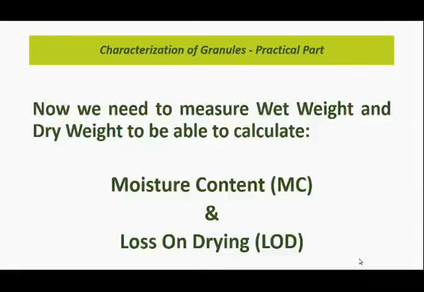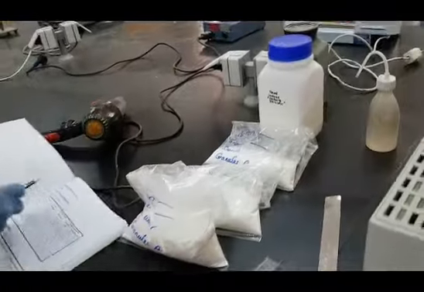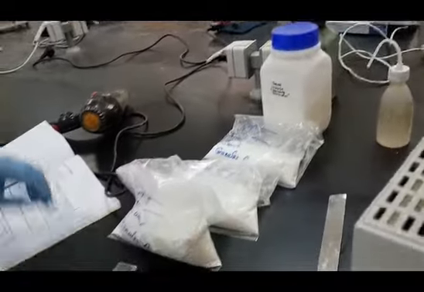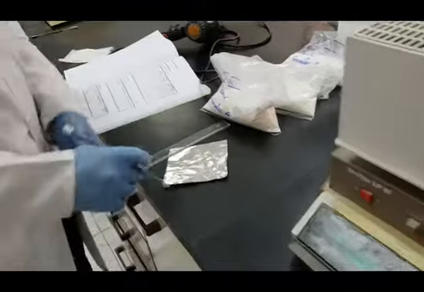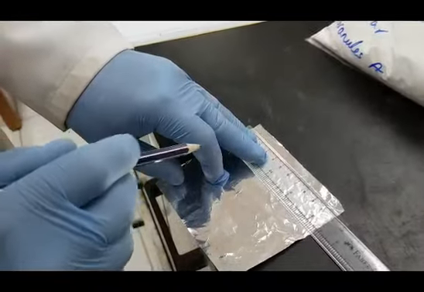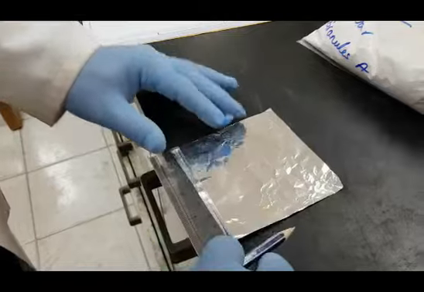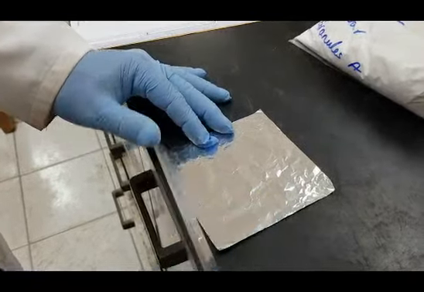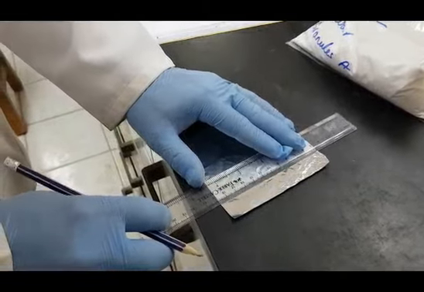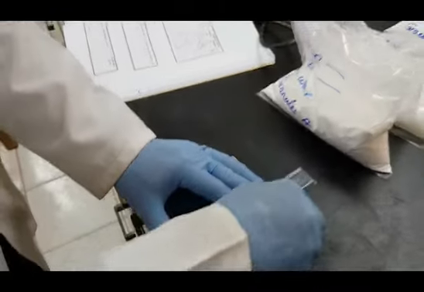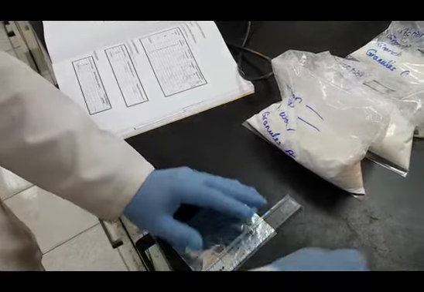Now we need to measure wet weight and dry weight to be able to calculate moisture content and loss on drying. To do so, please prepare a tin paper, a square tin paper with 9 millimeter length. Again, square.